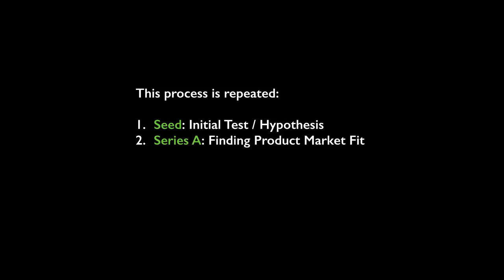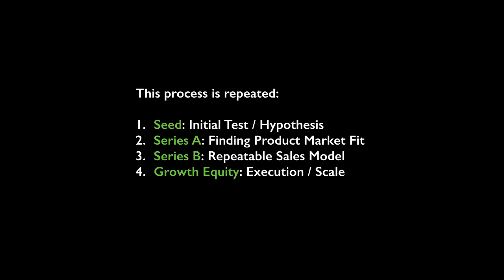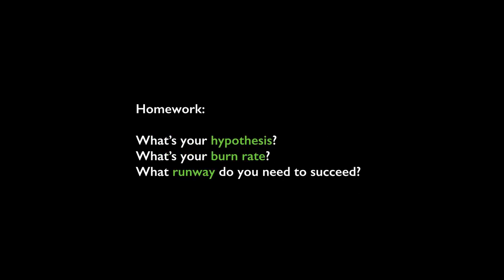So basically, in the repeating process, we do this as a seed, where we're doing an initial test and hypothesis, in a Series A, where we're finding our product market fit, in a Series B, where we're finding a repeatable sales model, in a growth equity round, where it's really more about execution and scale, and then hopefully in an IPO, an initial public offering, where we really scale and get capital to reach a worldwide audience.